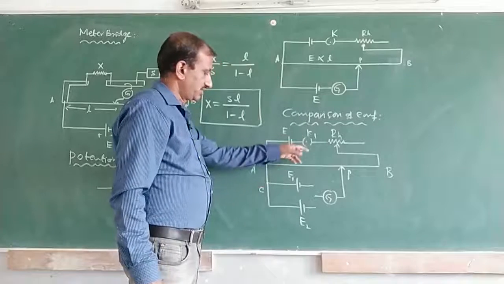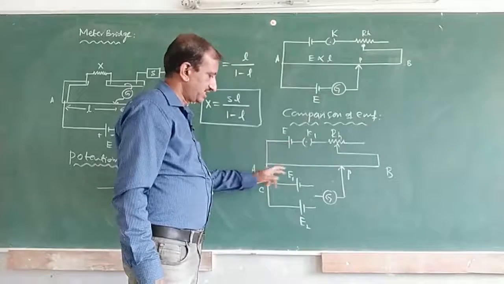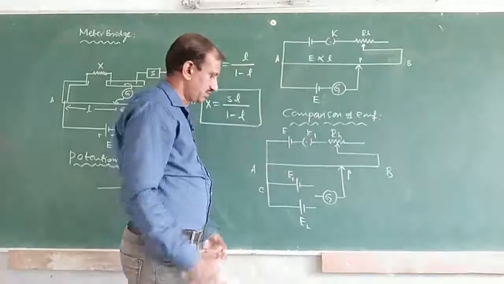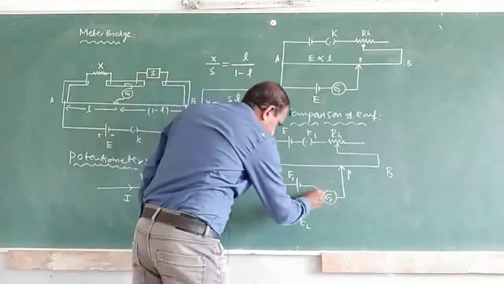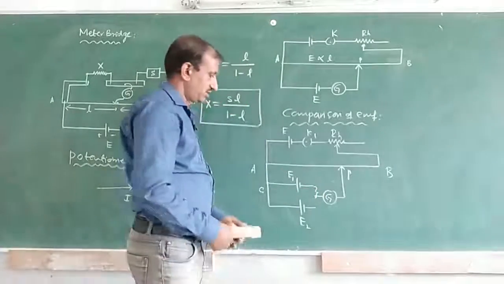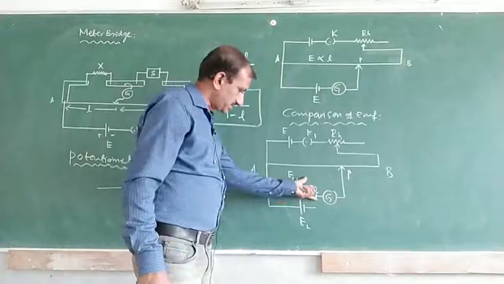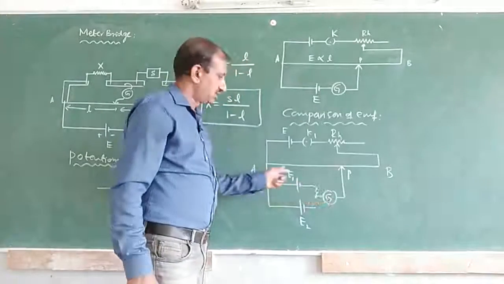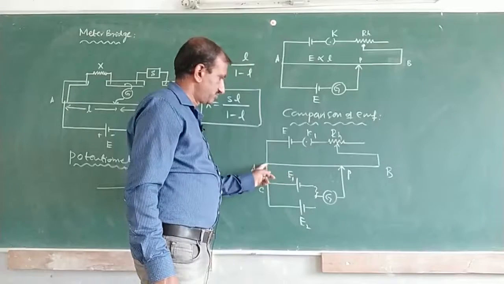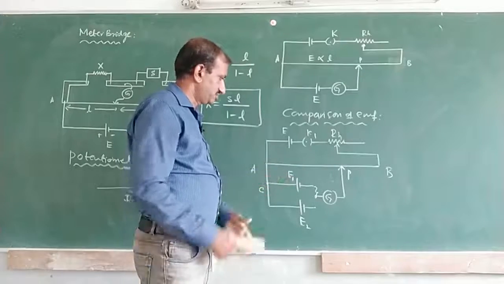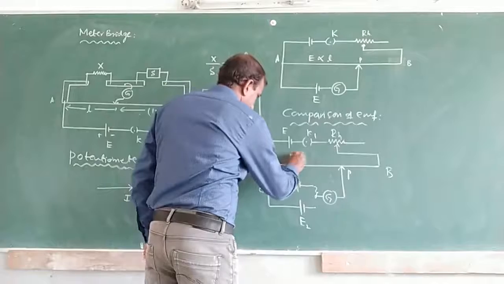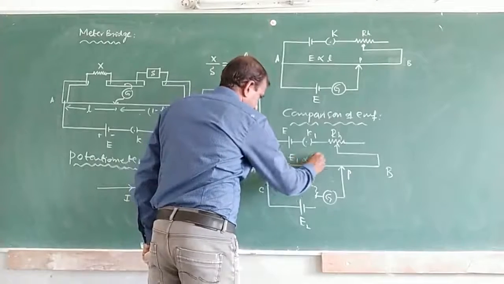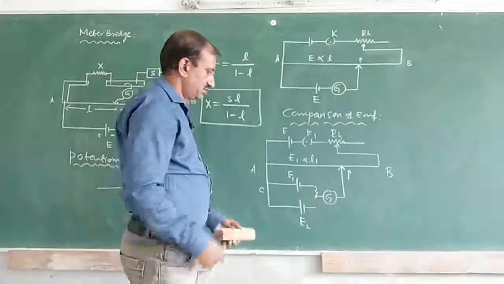When you close the plug key K1, a steady current flows through the wire. Now connect these two using the two-way key. When the upper circuit is connected, the cell of E1 is connected to the galvanometer. Now move the pointer from point A towards B, then the EMF E1 is directly proportional to length L1.